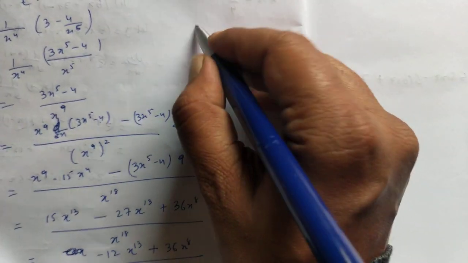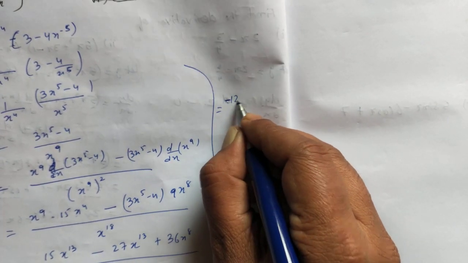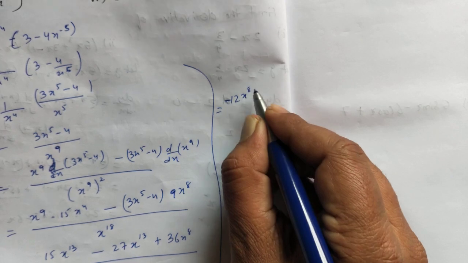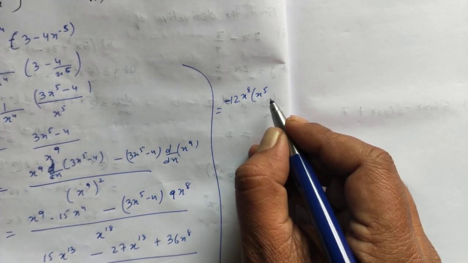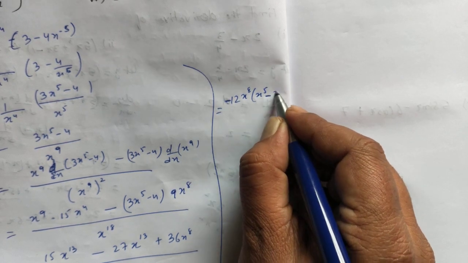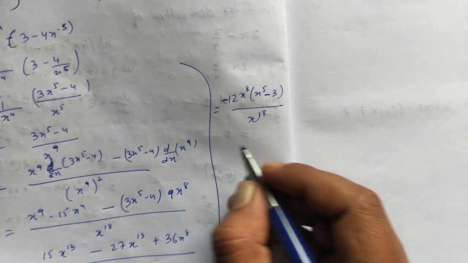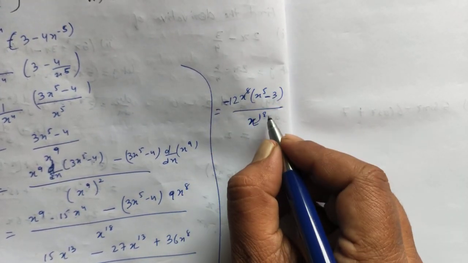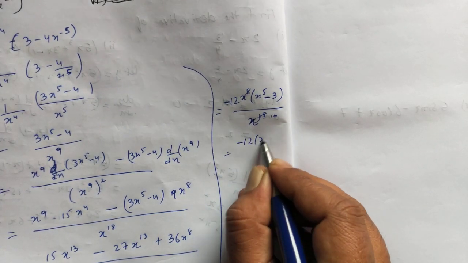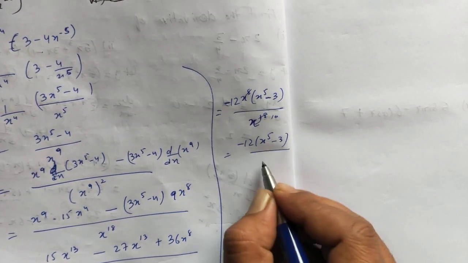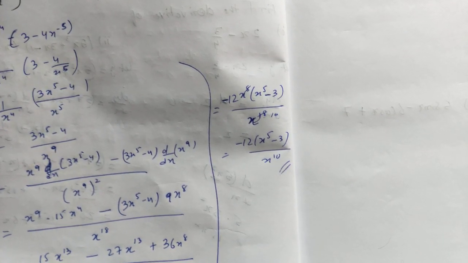Take the common. I'm doing it here. Common is minus 12x power 8. You'll get x power 5 minus 3. So we can cut, we'll get x power 10. This is the final answer, okay? Let's derive this.